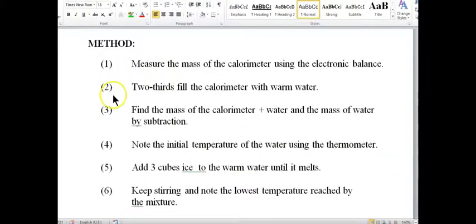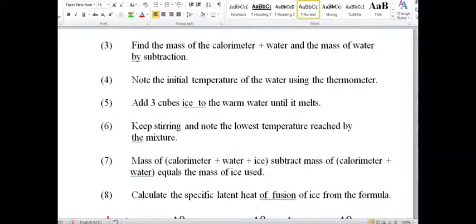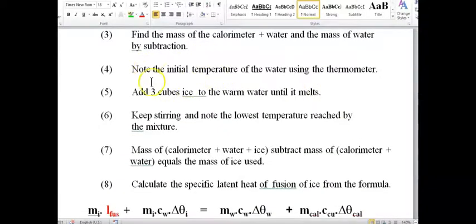I'm not going to dwell too much on the method and how to carry out this experiment, because you should have done this in your physics class anyway. The whole point of the method is to determine the values to be put into the formula that we saw earlier. So we measure the mass of the calorimeter using the electronic balance. We half or two-thirds fill it with warm water. We find the mass again, and by subtraction we have the mass of the warm water. We note the initial temperature of the water and the calorimeter using the thermometer, and we add 3 cubes of our crushed, dried, melting ice. We stir with the thermometer until all the ice has melted. We then note the lowest temperature reached.